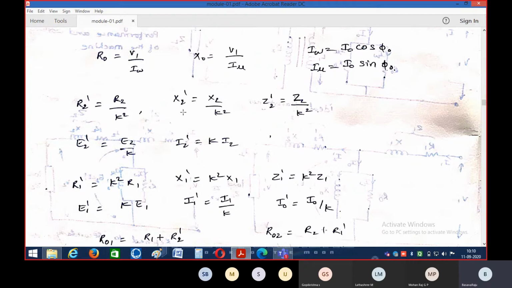Similarly, not only for the resistance but also for the reactance and the impedance, we get the same. If you shift the secondary reactance to the primary side, it is to be divided by the square of the transformation ratio. Similarly for impedance, Z2 dash, the new value of impedance with respect to primary, equals the secondary impedance divided by the square of the transformation ratio. So this is how we can transform the secondary elements to the primary side.